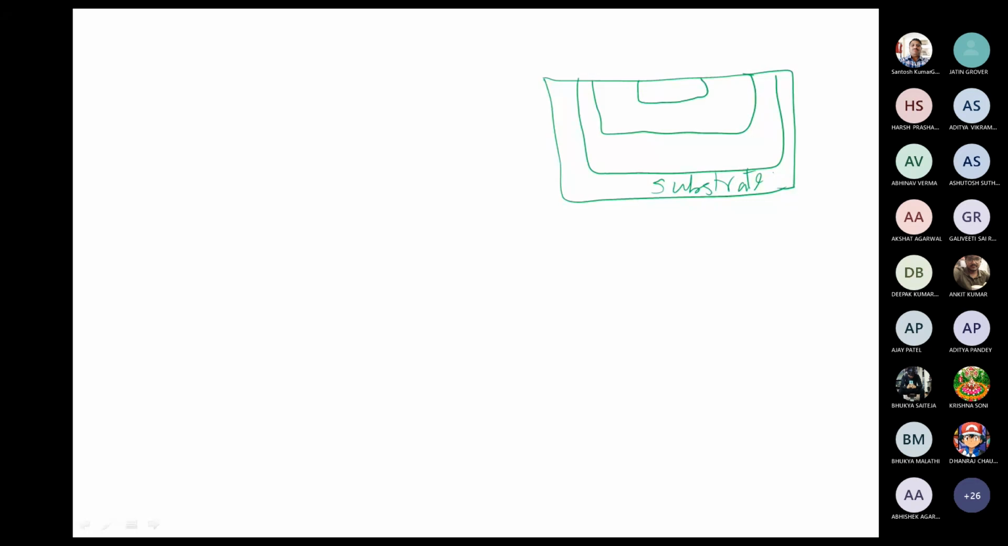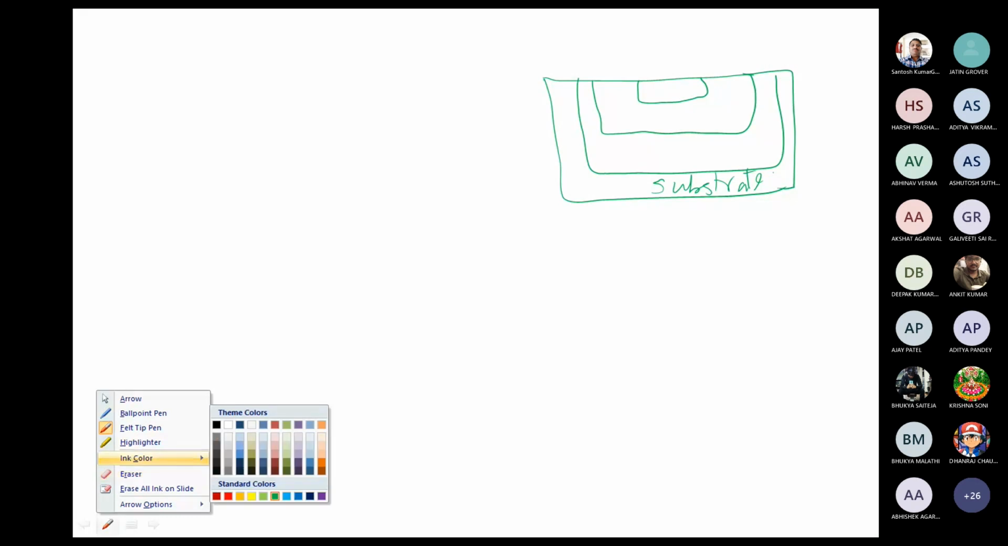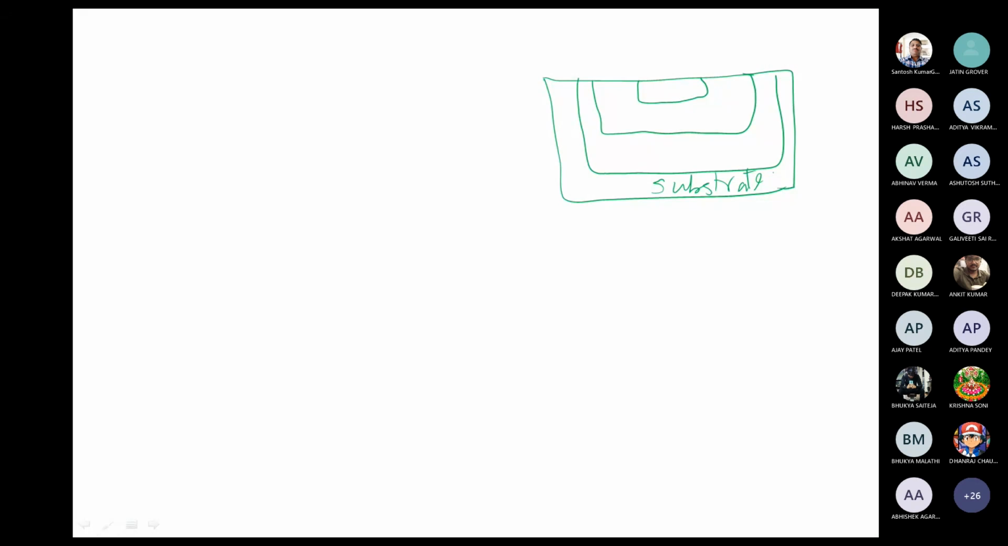So let us look at what these regions are. Sometimes substrate and this region may be the same, but here we are just assigning. The biggest region which we see is called the collector, whereas the middle region is called the base, and the smallest region which we see is the emitter. So this is p-type doped, n-type doped, and p-type doped. So this is the p-n-p transistor.